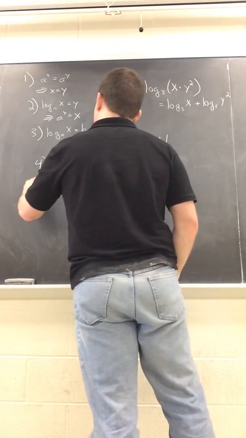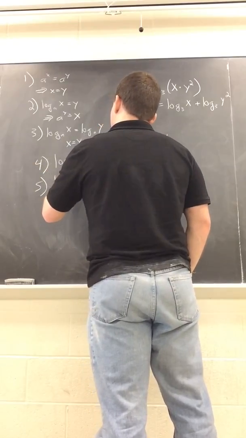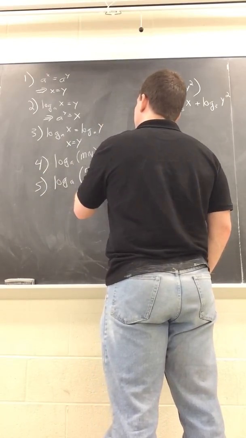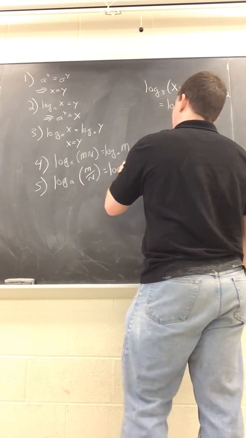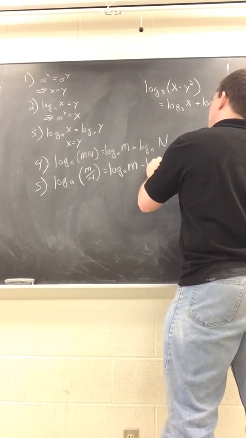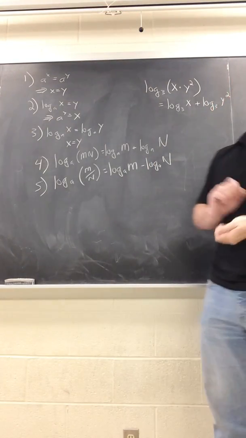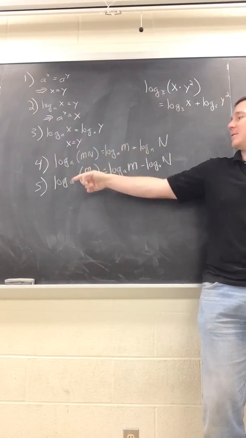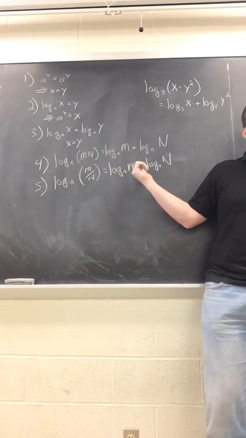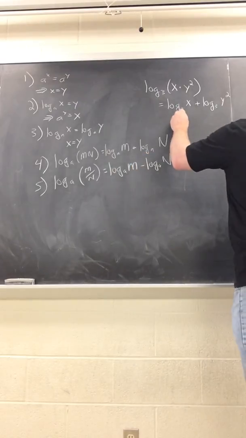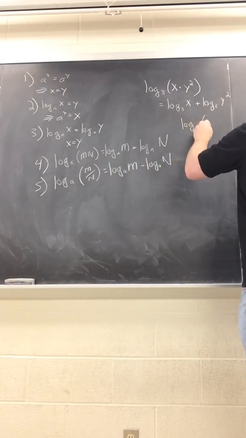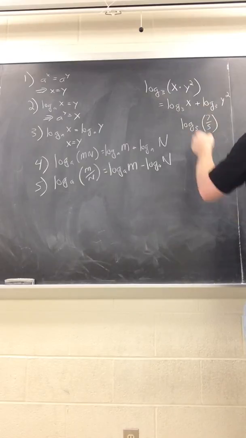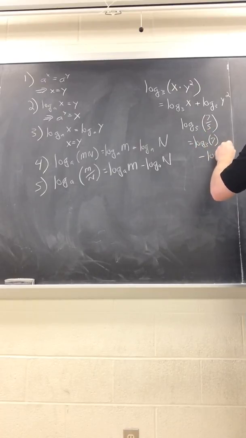The next property. The log of a quotient, m over n, is equal to log base a of m minus log base a of n. So we just have to keep these straight. The log of a product is the sum of the logs. The log of a quotient is the difference of the logs. So if we had log base 3 of 7 over 5, the log of a quotient, that's equal to log base 3 of 7 minus log base 3 of 5.